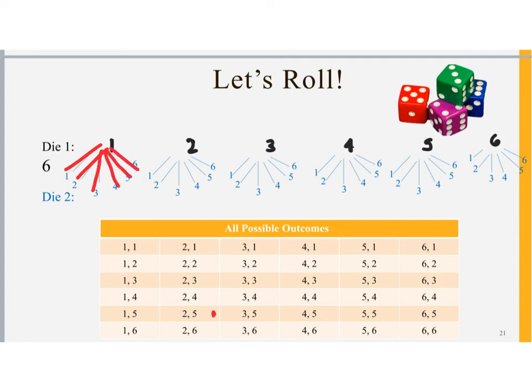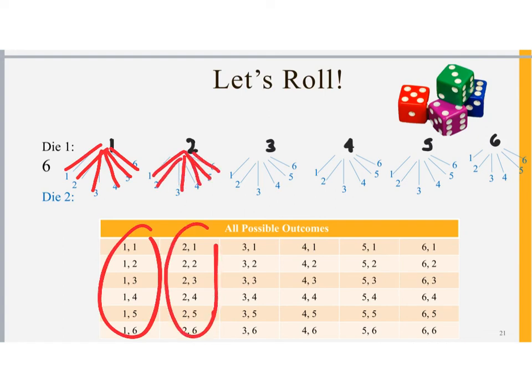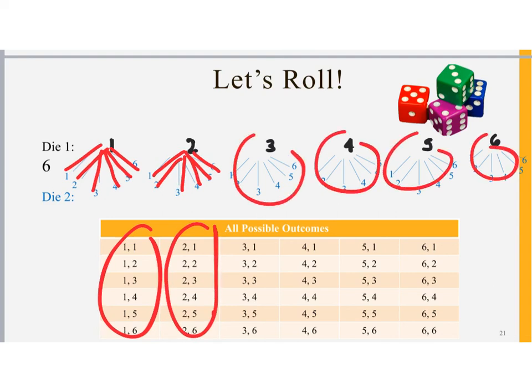That's 6 different outcomes. Or a 2, then a 1, a 2, then a 2, a 2, then a 3, a 2, then a 4, a 2, then a 5, a 2, then a 6. That's 6 more possible outcomes. So on and so forth. We end up with a total of 36 possible outcomes.